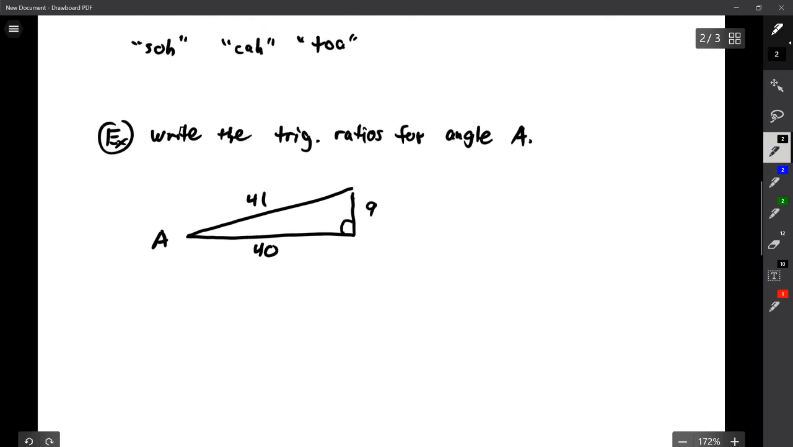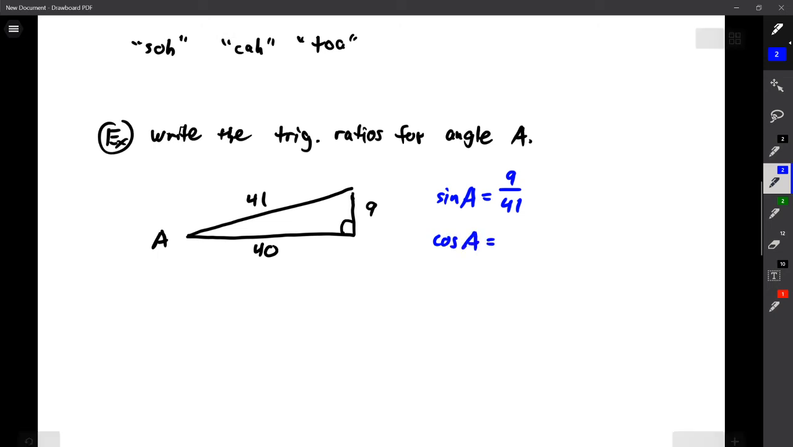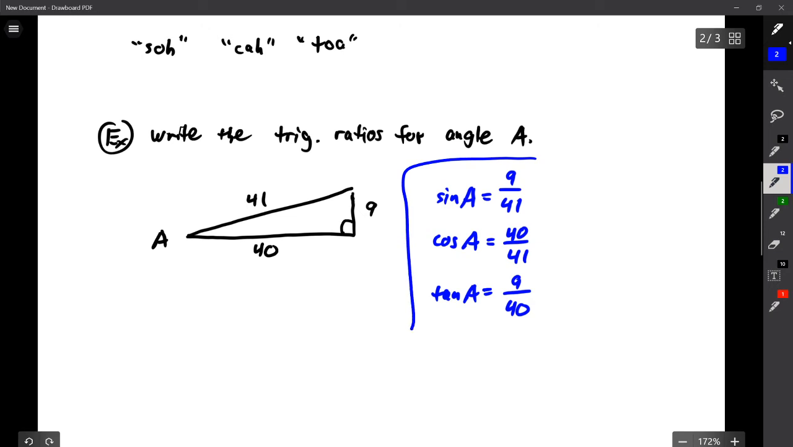Okay? Well, so then your answers would be that the sine of angle A, so that's opposite over hypotenuse, is going to be 9 over 41. The cosine of angle A is adjacent over hypotenuse, so that's 40 over 41. And the tangent of angle A is opposite, so that's 9 over adjacent 40. That's it. Those will be your answers.